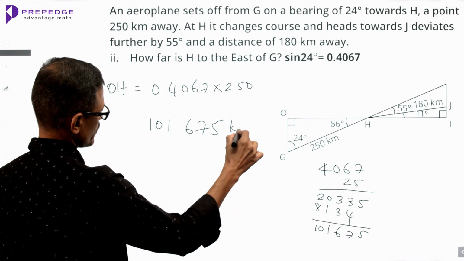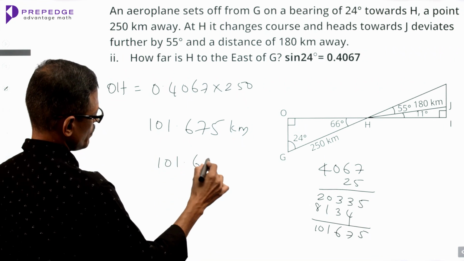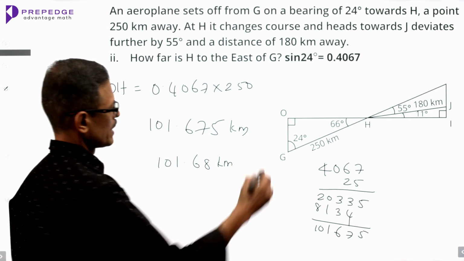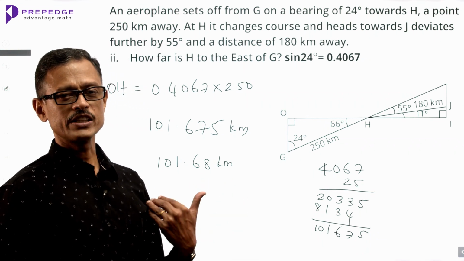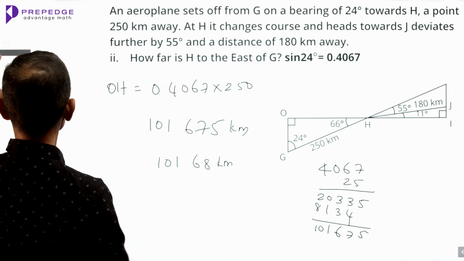101.675 kilometers, or 101.68 kilometers is what we have. So how much is it to the east of G? It is 101.68 kilometers to the east of G. So part 1, part 2 are over.